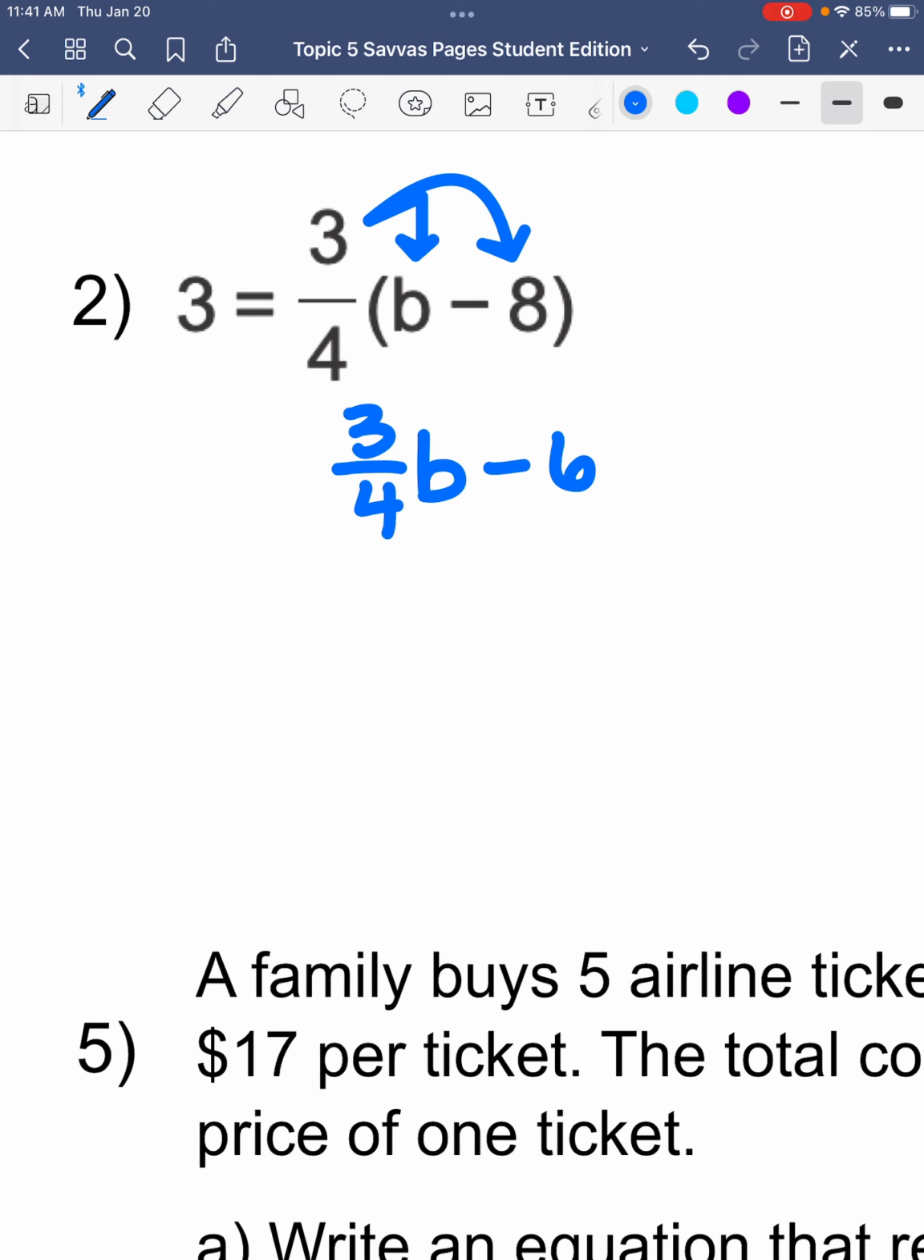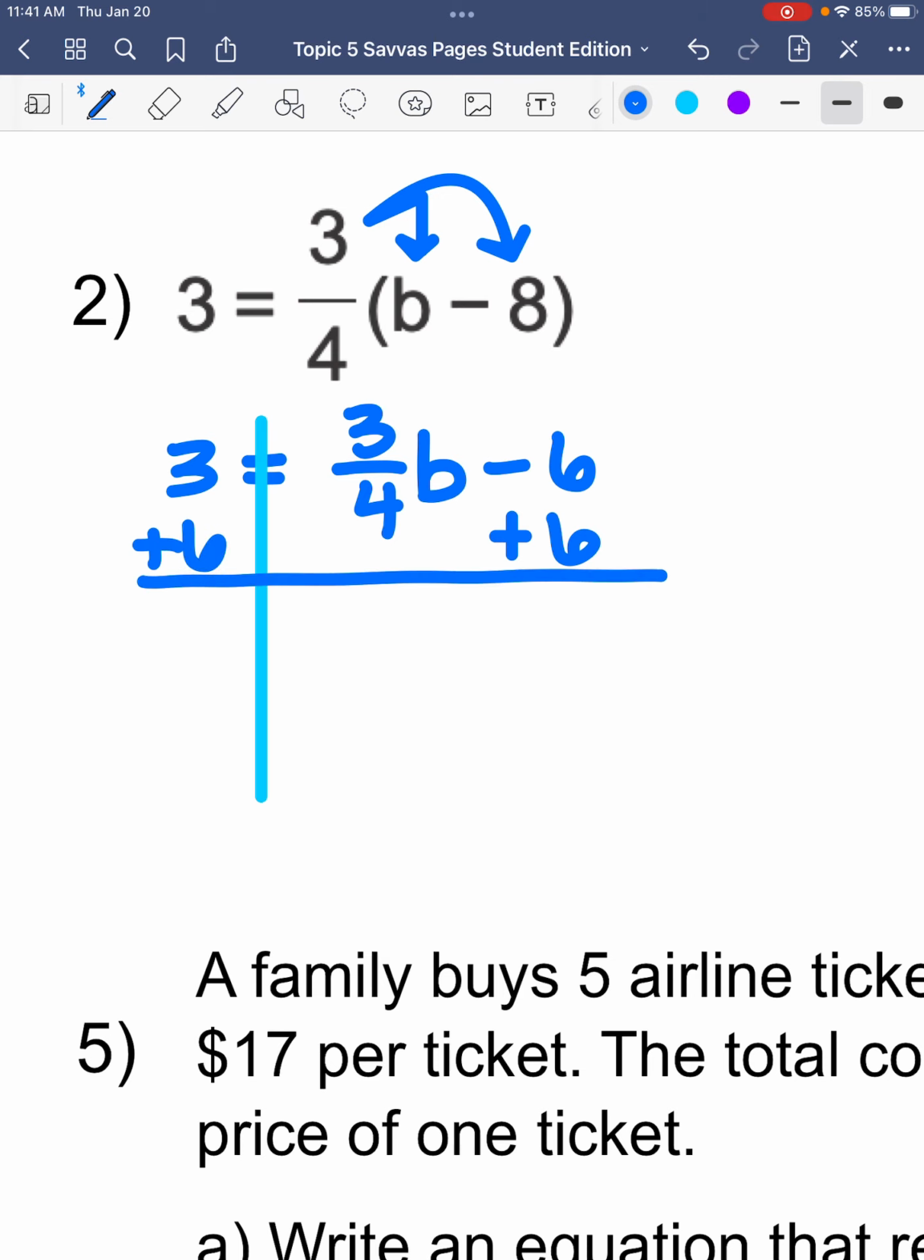I still have to set it equal to 3. But this should look like an equation that you know how to solve. I'm trying to get the b by itself, and whatever I do on one side, I must do on the other. So I'm working my way away from the b first, so I'm going to add 6 on both sides. On the side with the b, the 6's cancel out, and 3/4 b is by itself. On the other side, 3 plus 6 is 9.